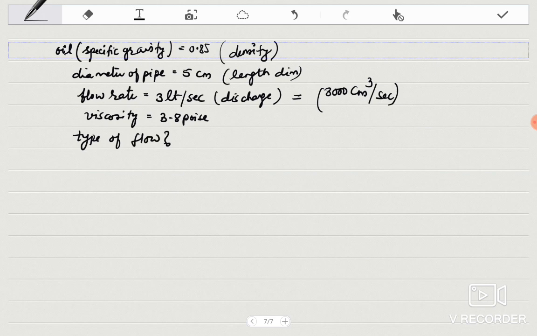Now you see what are the parameters involved in this problem. Here the flow rate is involved, here the viscosity is involved. So clearly this is a question of Reynolds number. We will calculate the Reynolds number, and then we decide the type of flow. So what is Reynolds number? Reynolds number is V L rho upon mu.